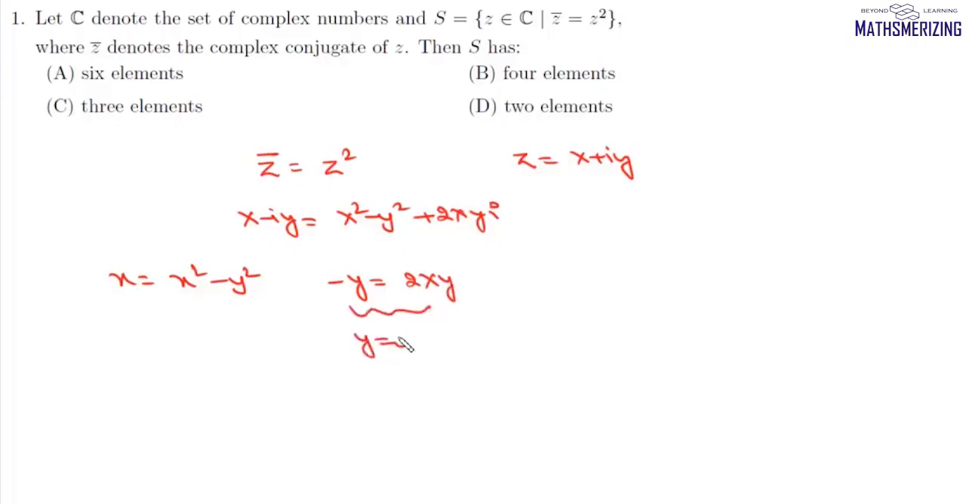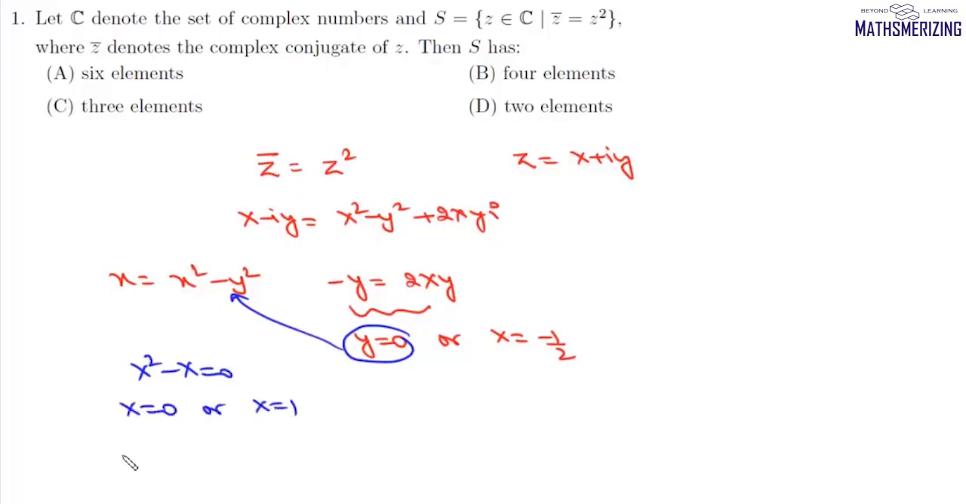Now we'll solve the second part. We'll get two conditions: either y is 0 or the value of x is minus 1 by 2. Now if we put y as 0 in the first equation, we'll get x square minus x equals 0. We'll get either x as 0 or x as 1. So we get two solutions, that is 0 plus 0 iota, z equals 0, and then 1 plus 0 iota, that is when the value of z is 1. So we have two solutions when the value of y is 0.